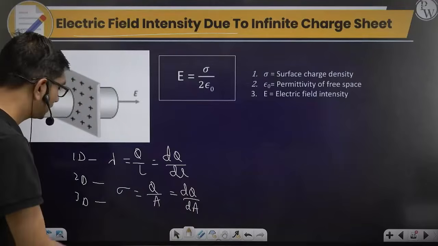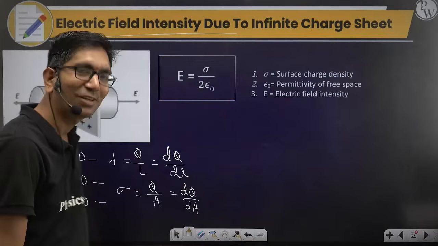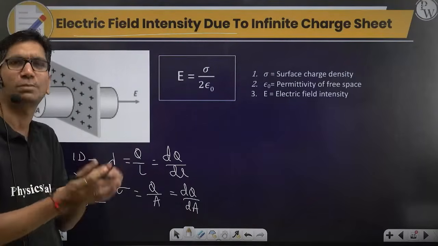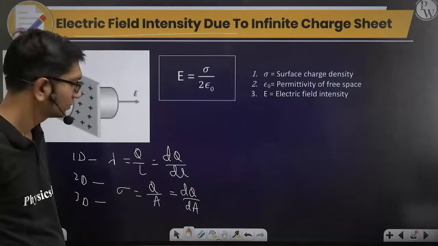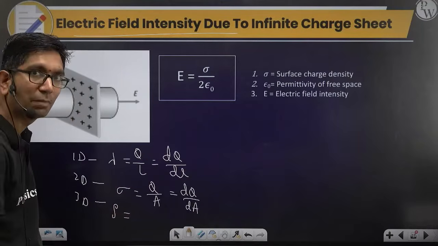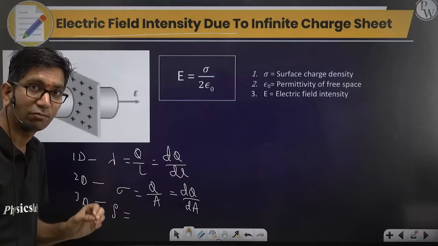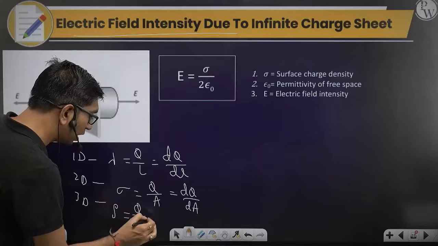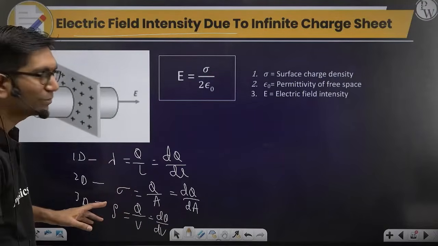Next, for the 3D. 3D is nothing but a laddu, a gulab jamun, everyone knows that one. Sphere, solid spheres, an iron solid ball. There we indicate it by the symbol rho, and this is called the volume charge density. Formula is total charge by total volume, small charge by small volume. Is it clear for you all?